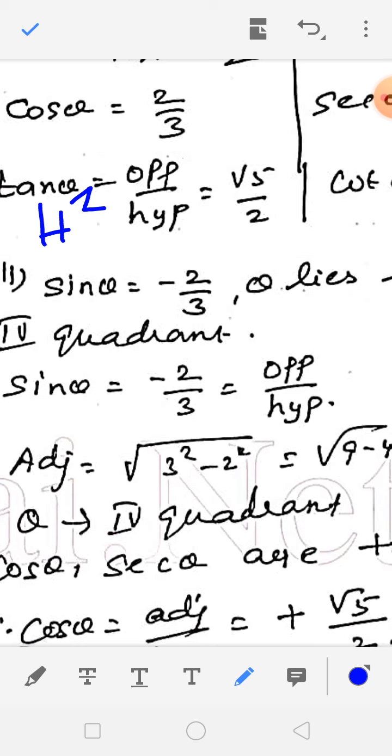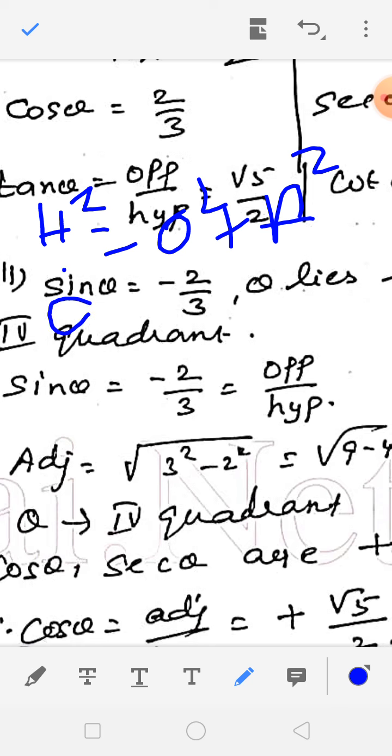Hypotenuse square is equal to opposite square plus adjacent square. The hypotenuse value is 3 square, so it will become 9. The opposite square value is minus 2, so minus 2 square will become plus 4, plus the adjacent square value, which we have to find out.